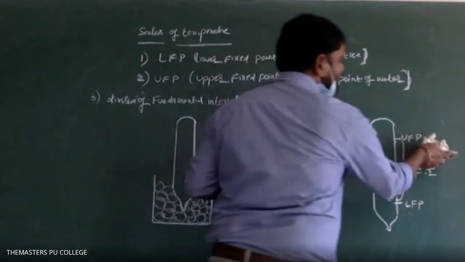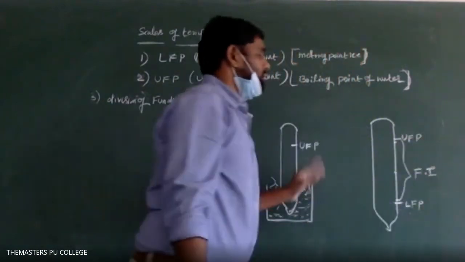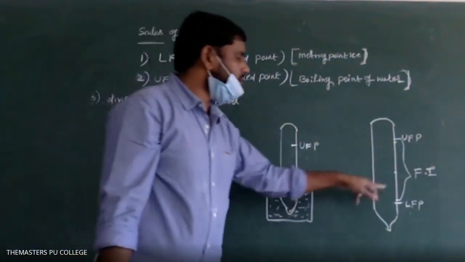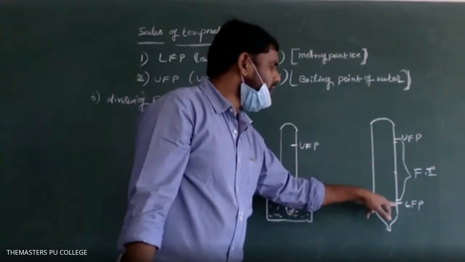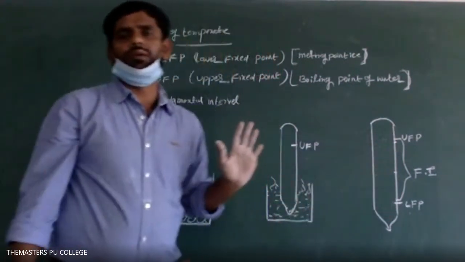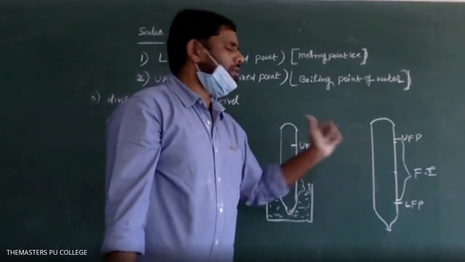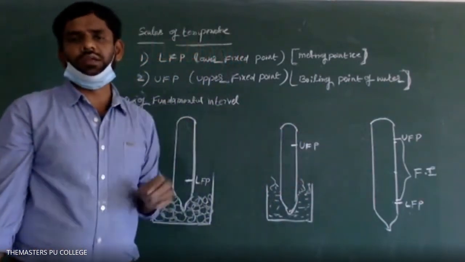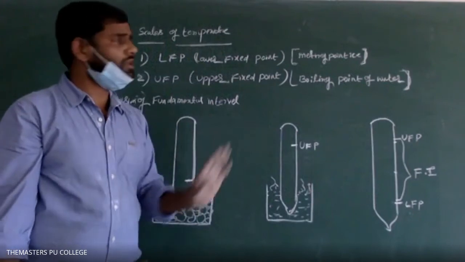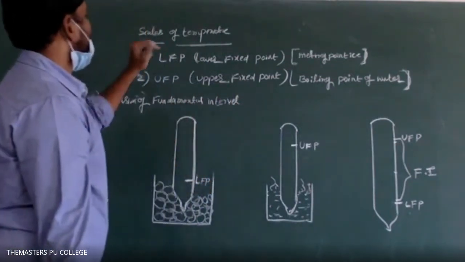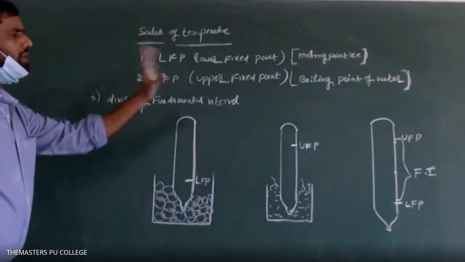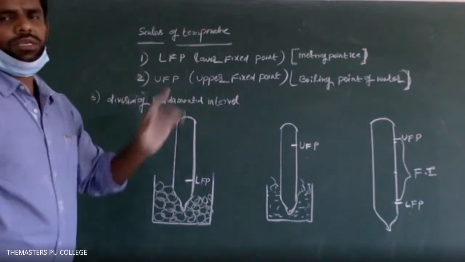How can we divide? Equally. The space between any two digits between LFP and UFP must be equal. Then only we will get somewhat accurate values of the temperature. Otherwise, there is an error with the instrument. So this is the way of scale of temperature. Please make a note of this.